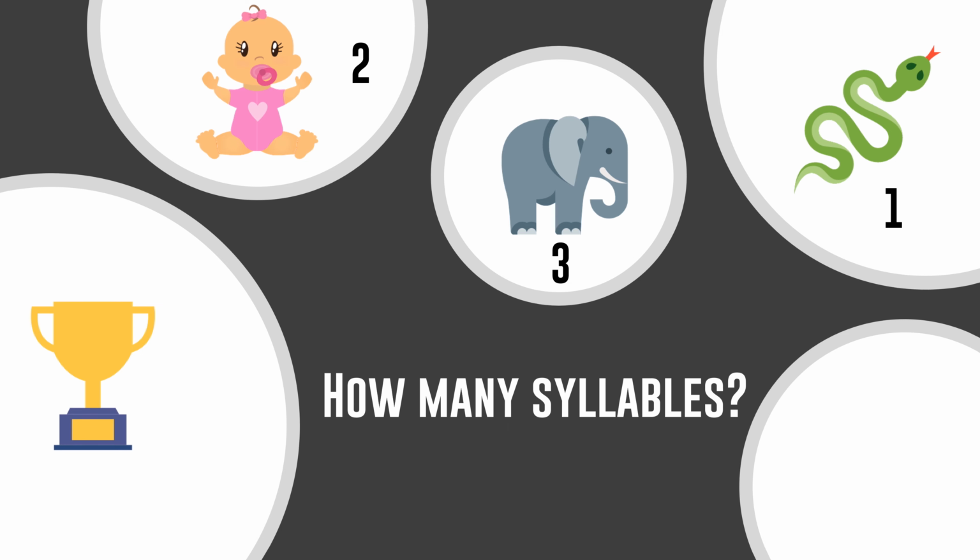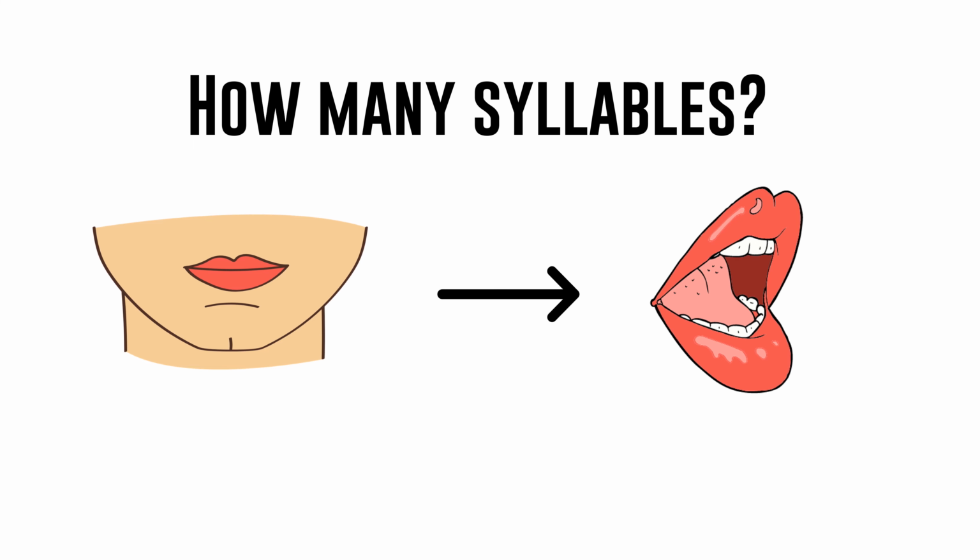So let's go back to the question that I posed. Why do you think placing your hand under your chin works? Well, it's simple. All vowel sounds distinguish themselves from consonants because they all require us to open our mouths. So by placing your hand under your chin, you're counting how many times your mouth opens.